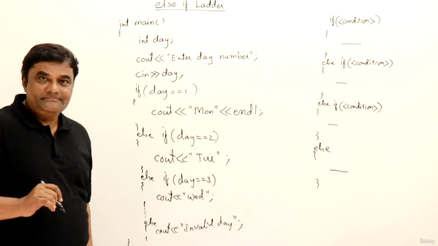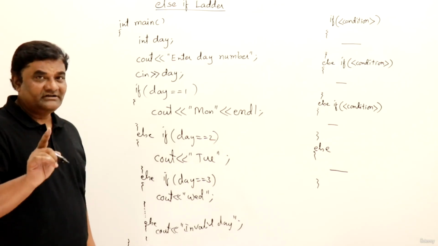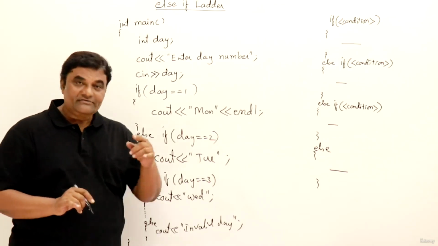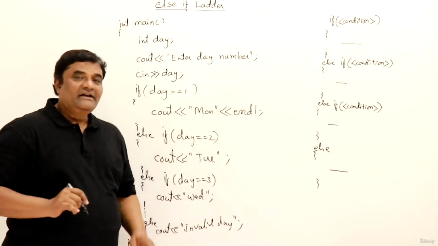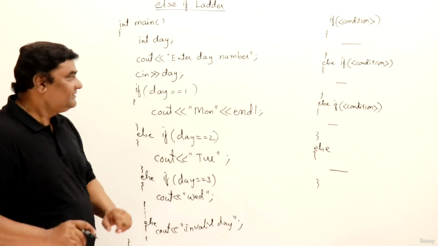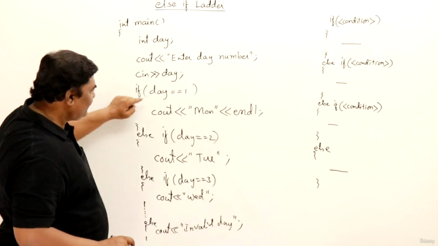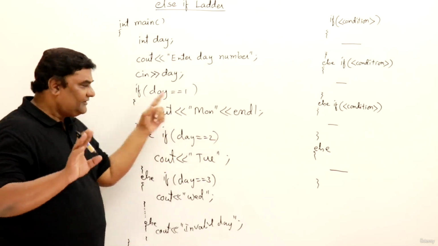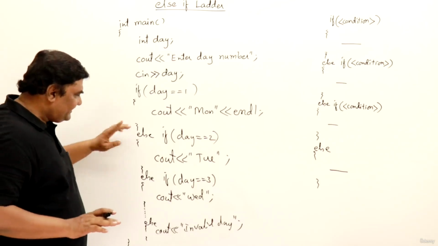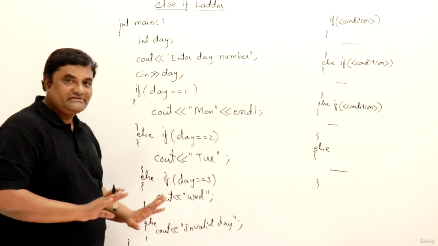Now one important thing. How it works, that we have to understand. So that will help us to understand the next topic. How it works. Let us see. If I give a day number 1, so it will come here and check if the day is 1. Yes, true. So it will print Monday. So it will not go into this else. Means it will not enter into all these things.